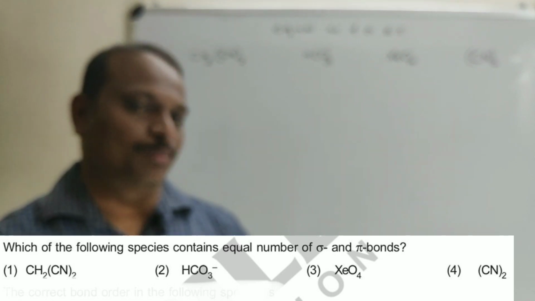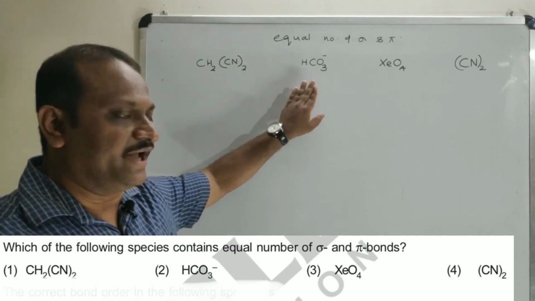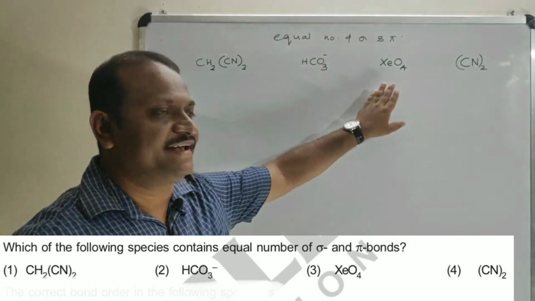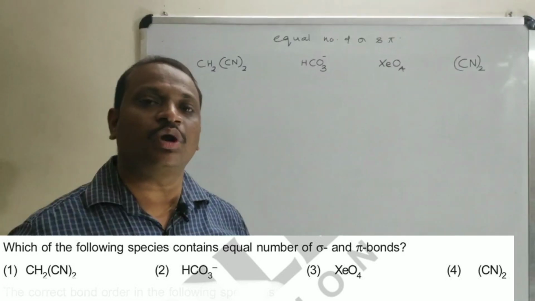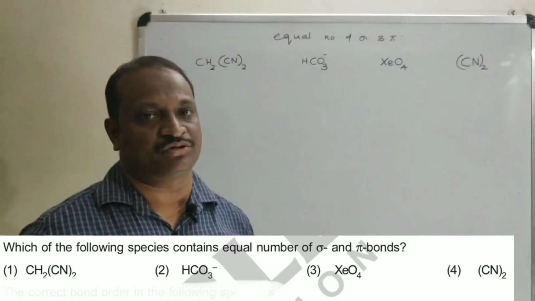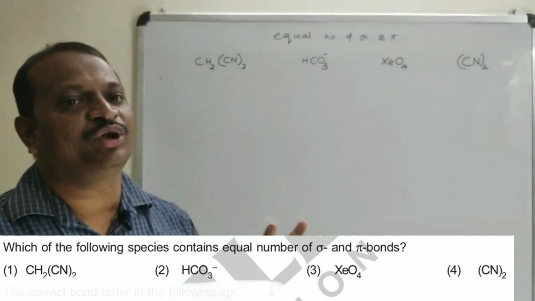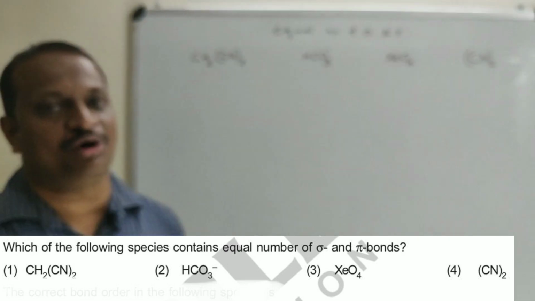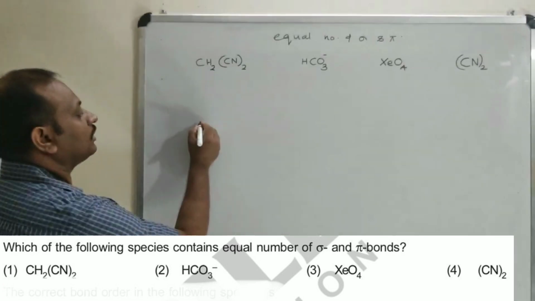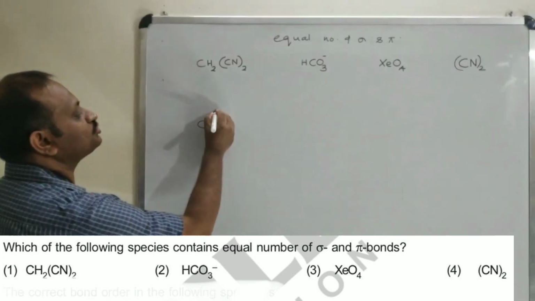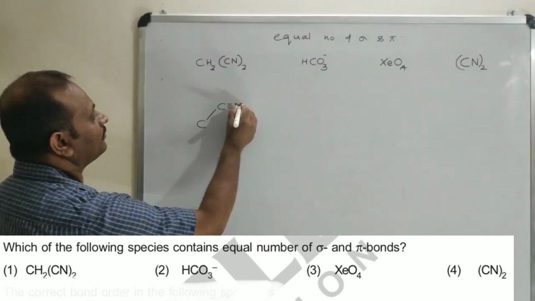So next question on board. See, we have CH2(CN)2, HCO3 minus, HCO4, (CN)2, where we have an equal number of sigma and pi bonds. And in order to answer this, obviously we need to draw the structure of these compounds. See, I am drawing the structure one by one. First one, we have CH2(CN)2. So we have C triple bond N.